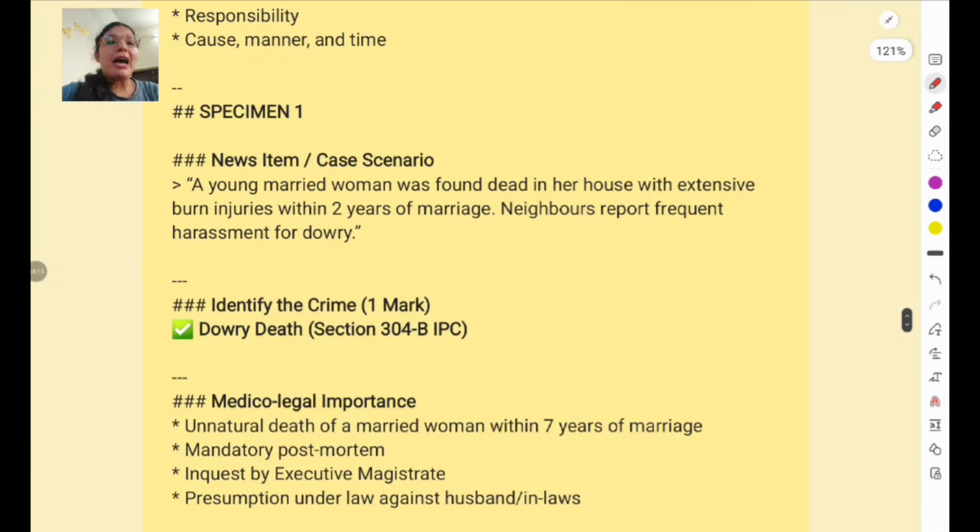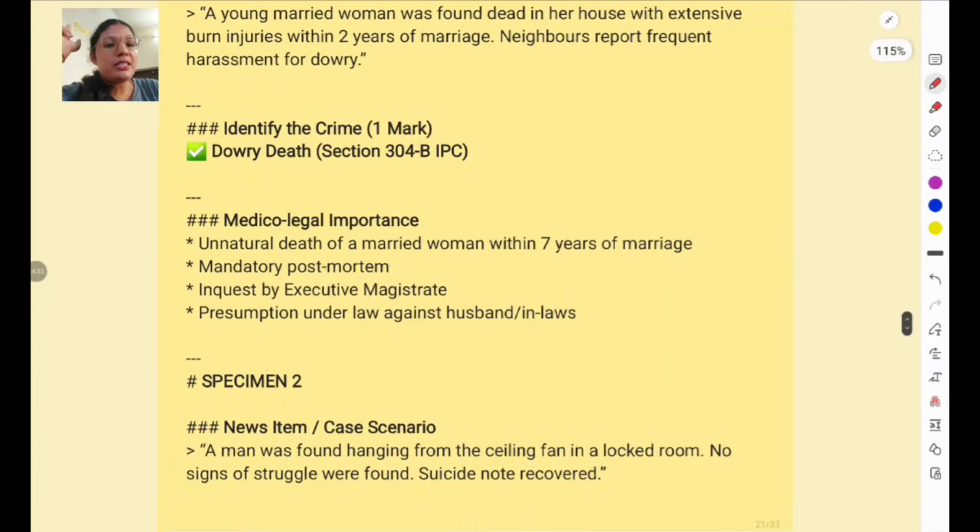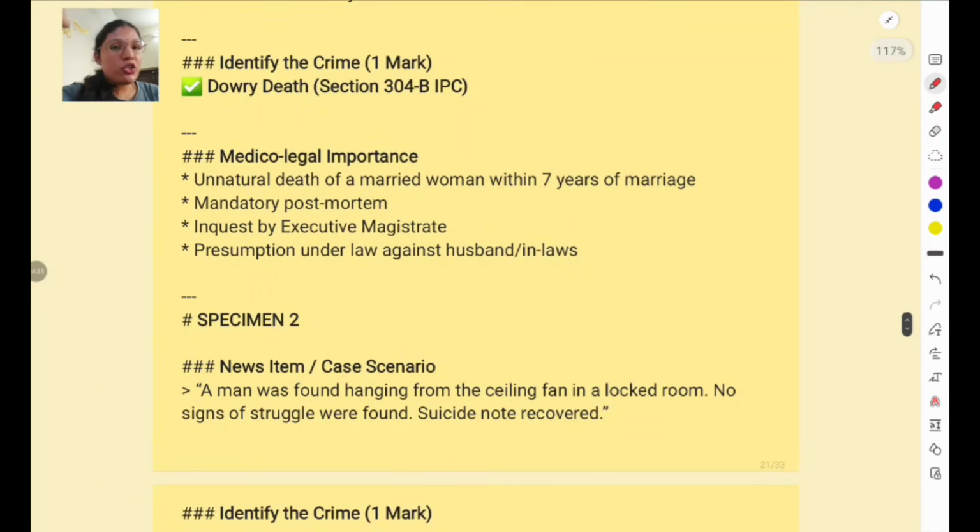A young married woman was found dead in her house with extensive burn injuries within 2 years of marriage. Neighbors report frequent harassment for dowry. Okay, so we know this is a dowry case. So first of all you identify the crime, that is dowry death, section 304B IPC. Then the medical legal importance: unnatural death of a married woman within 7 years of marriage, and a mandatory post-mortem should be done, inquest by the executive magistrate, presumption under the law against husband or in-laws.